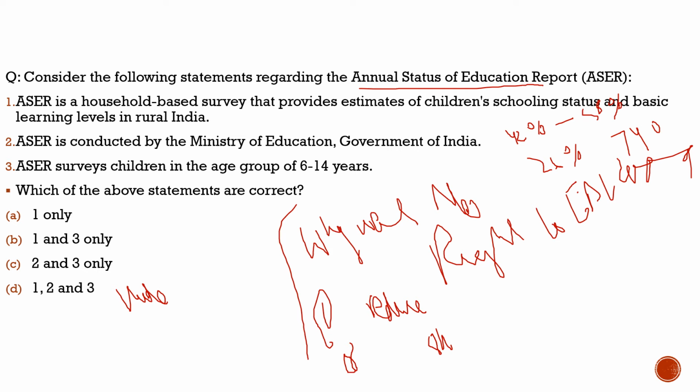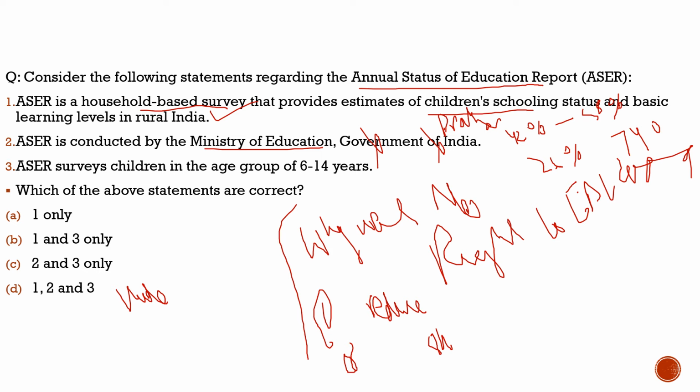Here the question says, consider the following statements regarding the Annual Status of Education Report. First statement: ASER is a household-based survey that provides estimates of children's schooling status and basic learning levels in rural India. 100% correct, nothing wrong with this statement. Second statement: ASER is conducted by the Ministry of Education, Government of India. Totally incorrect. It is conducted by the private NGO Pratham.